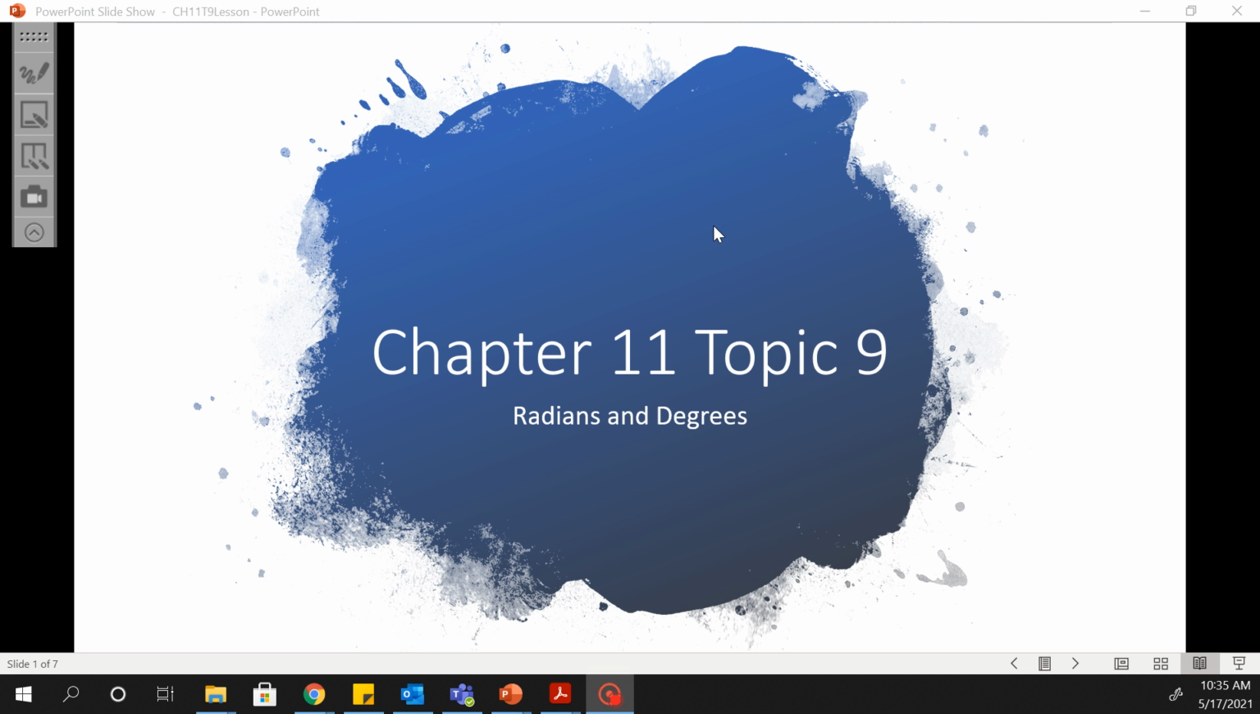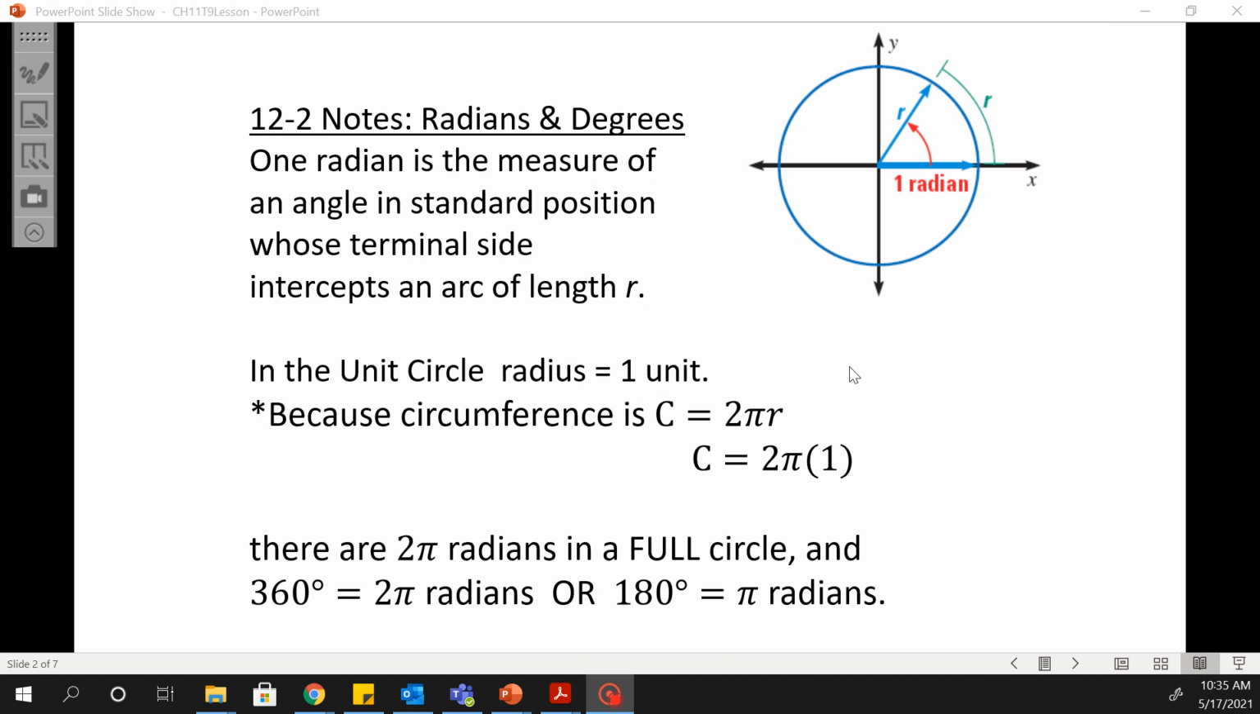Today we're going to be looking at Chapter 11, Topic 9, which covers radians and degrees. These are different ways to measure an angle. 1 radian is the measure of an angle in standard position whose terminal side intercepts an arc of length r.